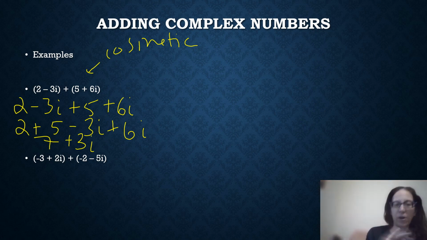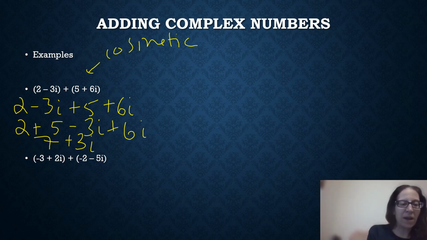Most of you are going to do that without showing any work at all. Okay? That's what most of you are going to do. You're just going to do this. 2 plus 5 is 7. Negative 3i plus 6i is 3i. Boom. Done. And that's completely okay.